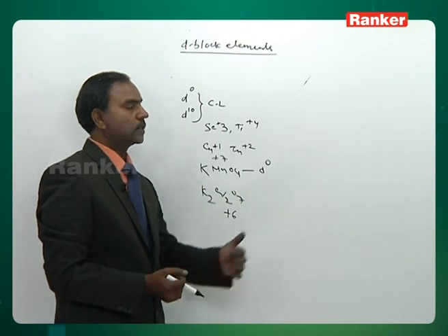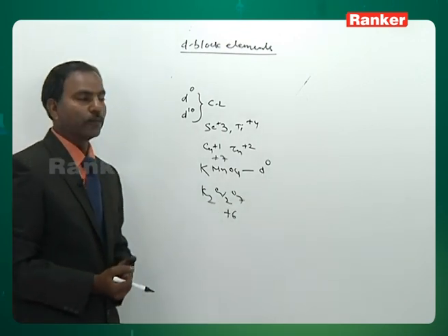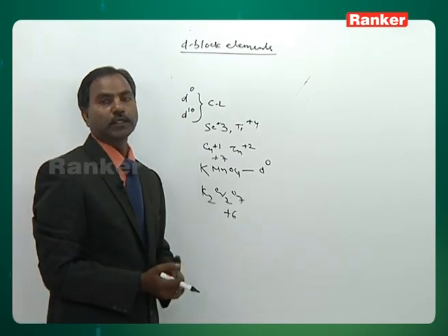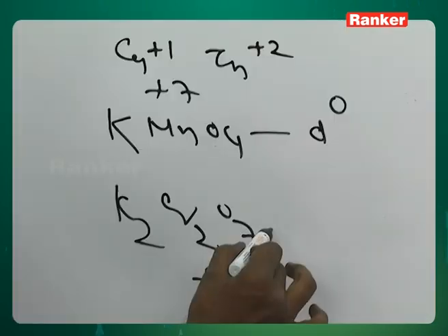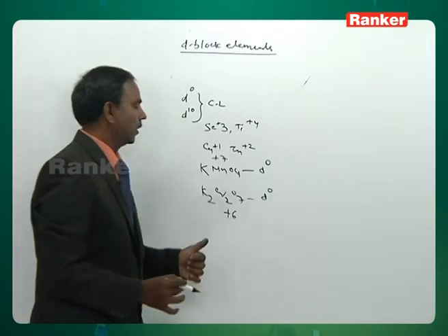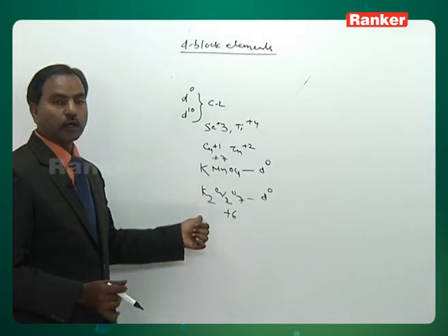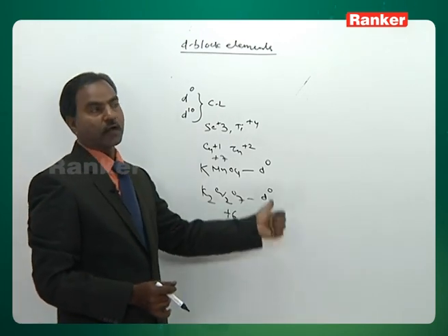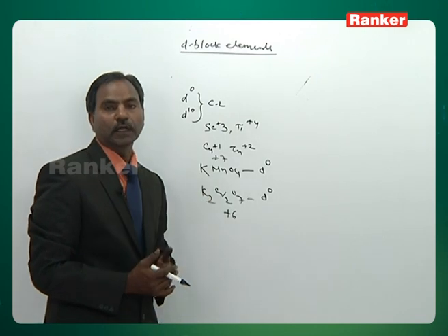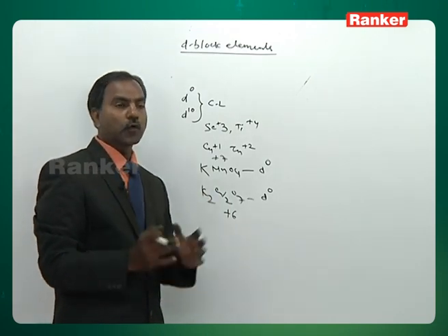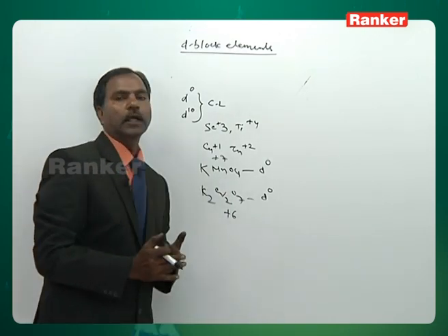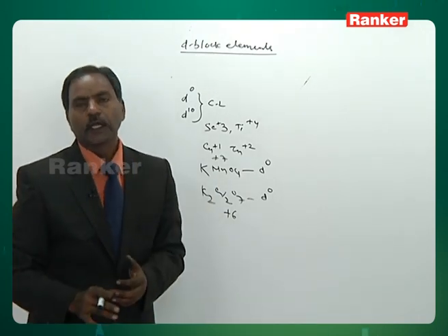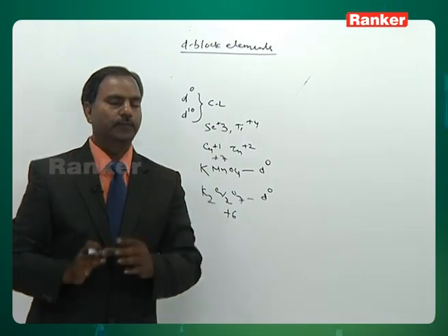Coming to the next one, geometry. The color property is also influenced by geometry. Consider simply a nickel plus 2 ion. Remember, nickel plus 2 ion can form three types of complexes. It may be an octahedral complex, a square planar complex, or a tetrahedral complex. Nickel plus 2 is d8 only, the d8 electronic configuration, right?